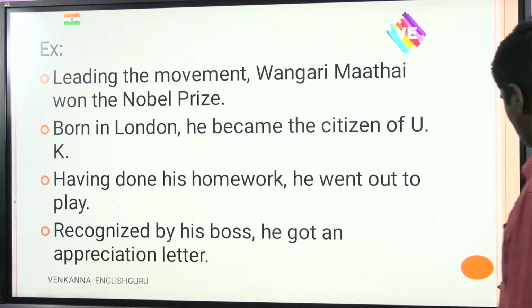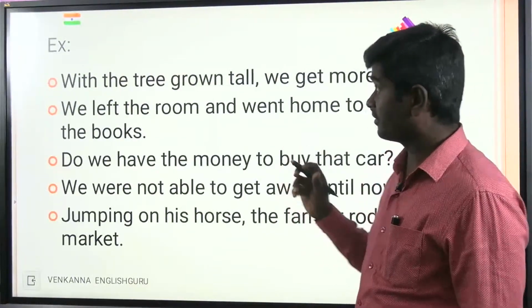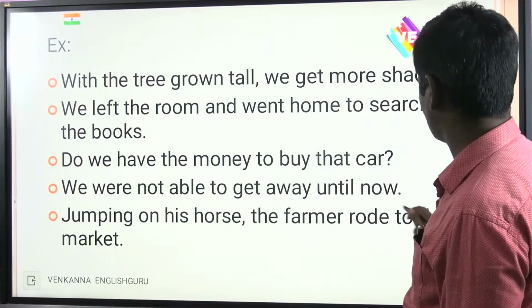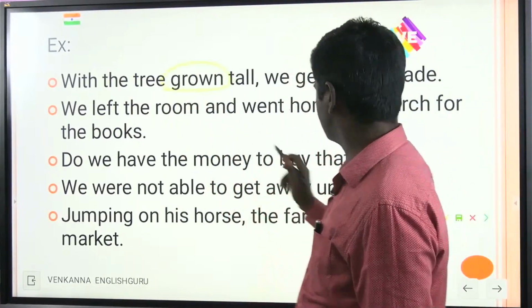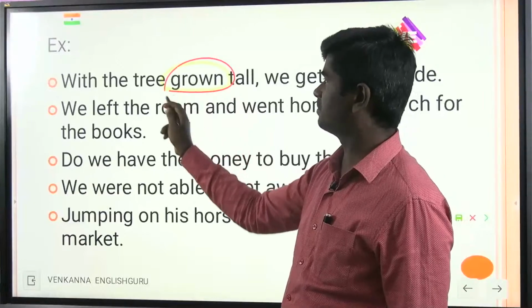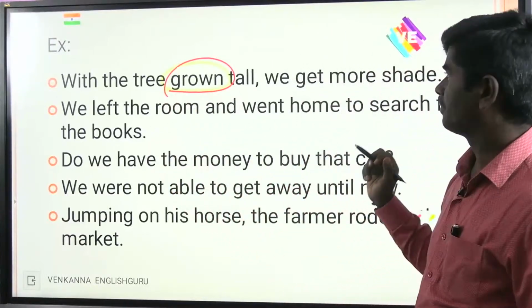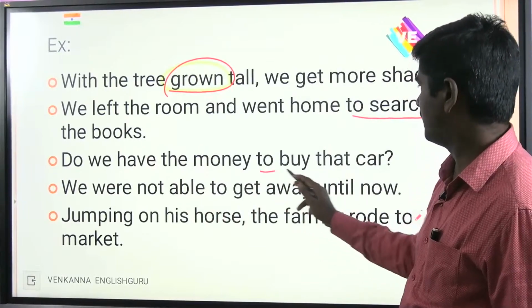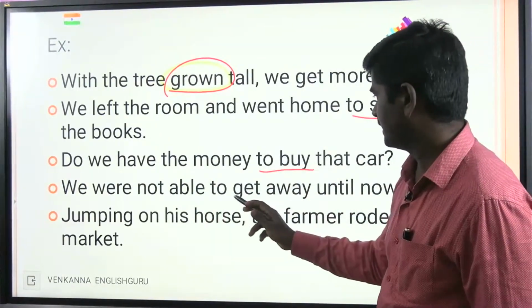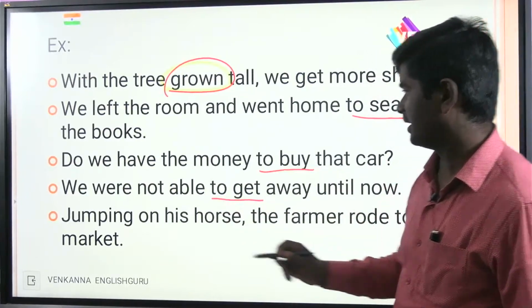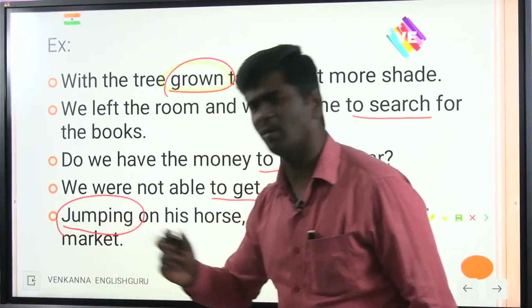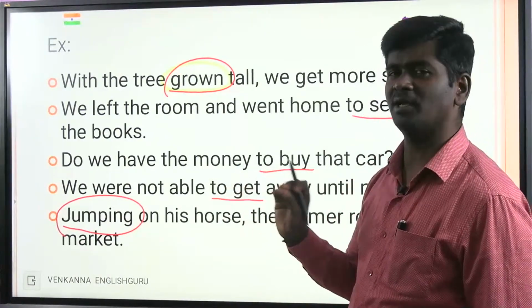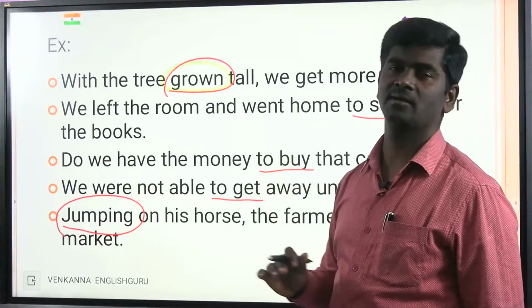Remember. So next, with the tree grown tall. With the tree grown, for example, you can see. So grown, this is past participle. Next you can see, to search, to infinitive. Next you can see to buy, to infinitive. Next to get, to infinitive. Next jumping, ing form, present participle. So how did and how do people use ing forms? In which context do they use?